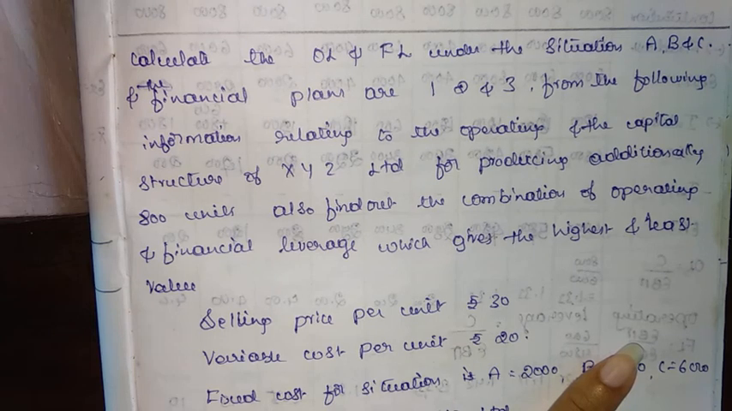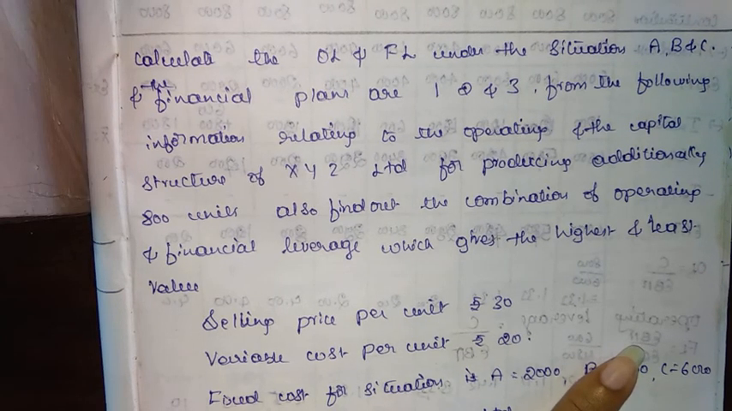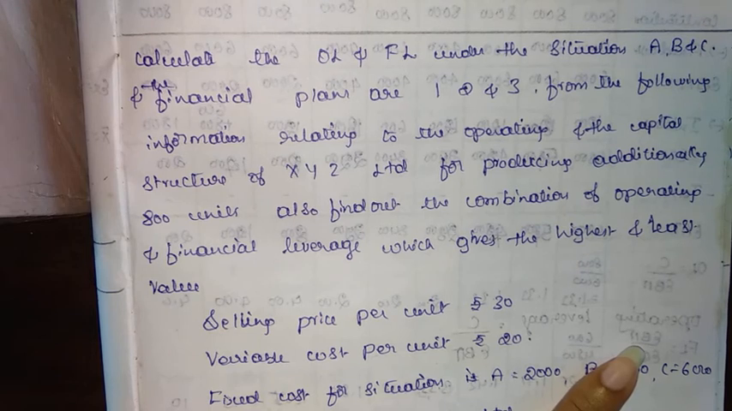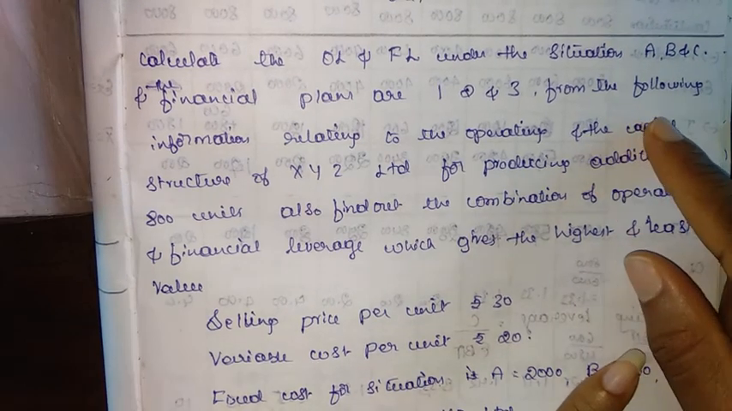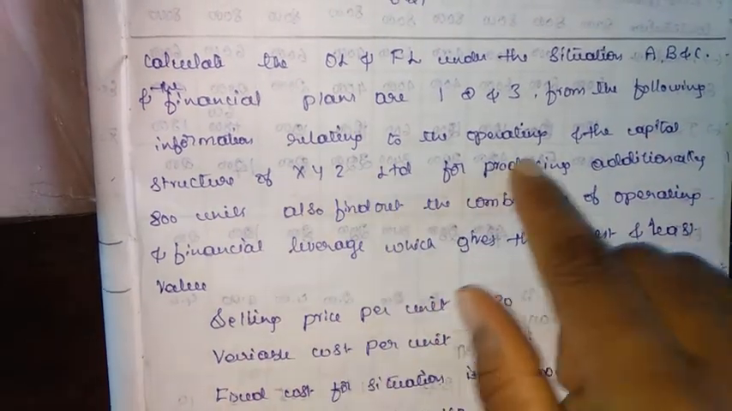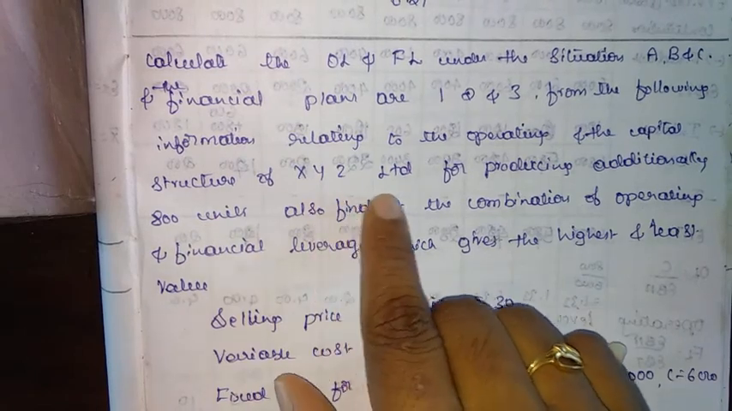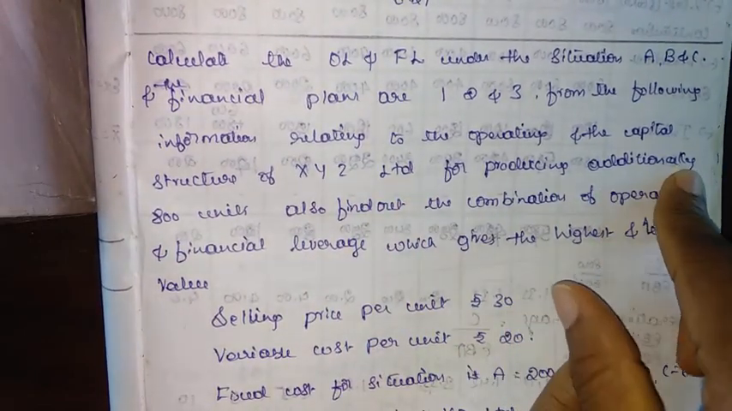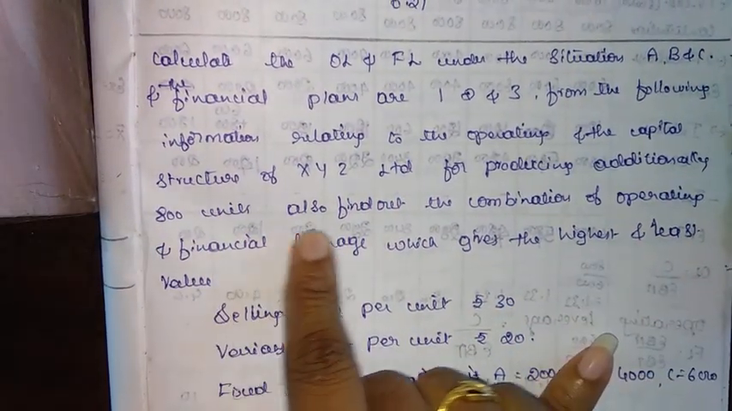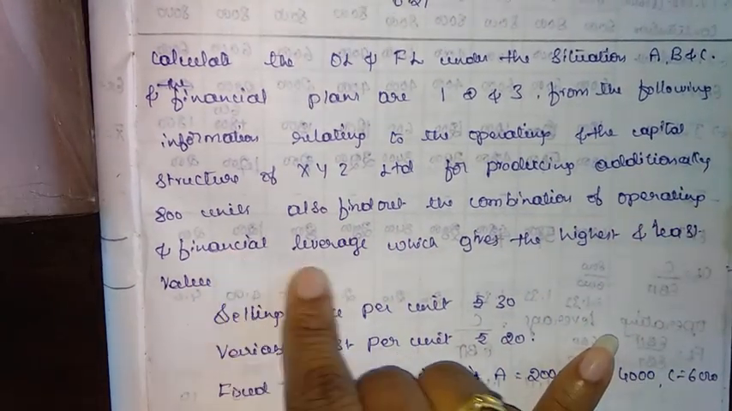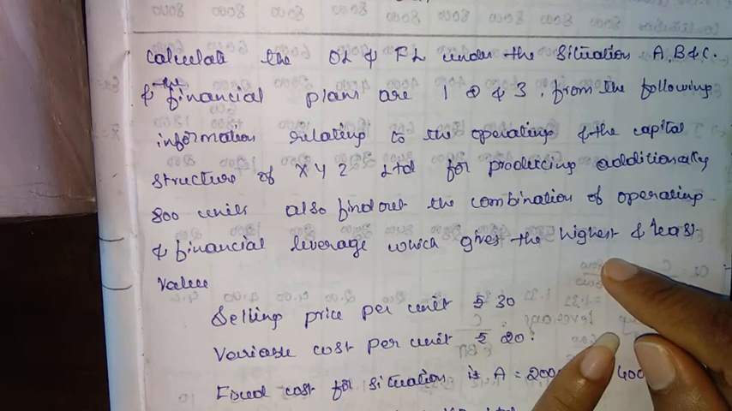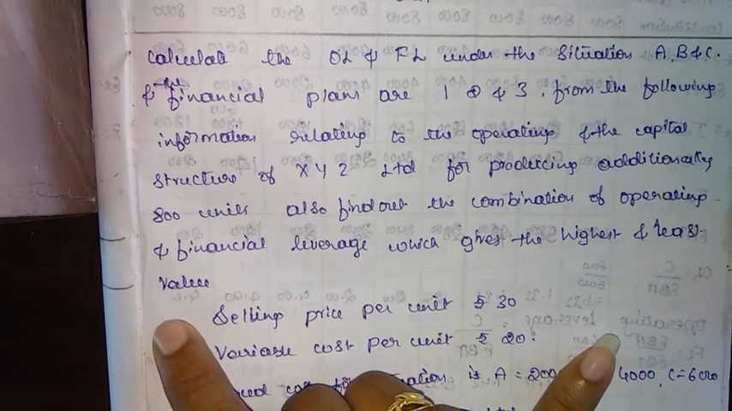Next problem. Calculate the operating leverage and financial leverage under situations A, B, C and financial plans 1, 2, 3. From the following information relating to the operating and capital structure of XYZ Limited for producing additionally 800 units, also find out the combination of operating and financial leverage which gives highest and least value.